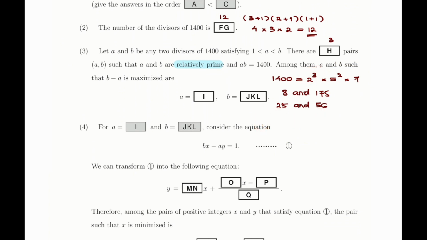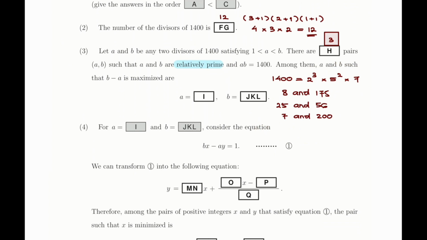The last pair of A and B that are relatively prime is 7 and 200, which is 8 times 25. So we only have 3 pairs of A and B such that A and B are relatively prime.